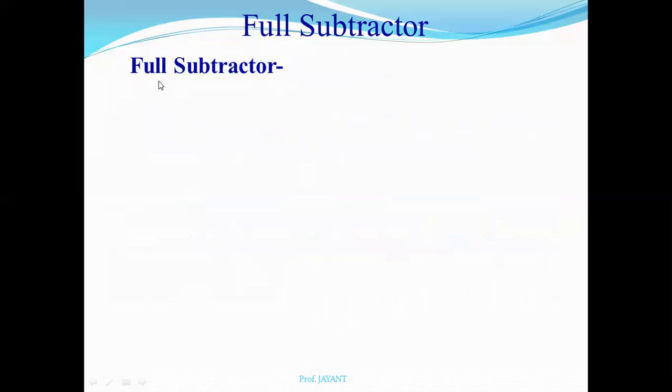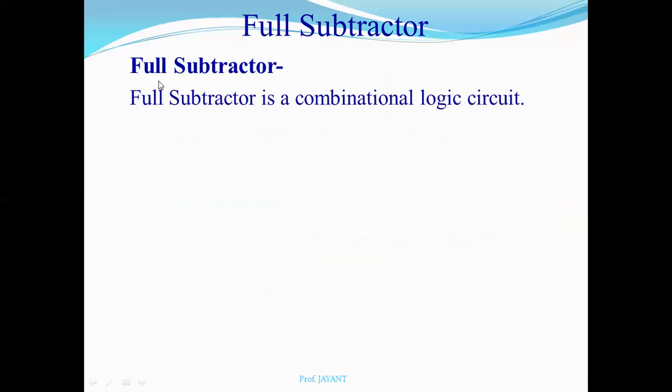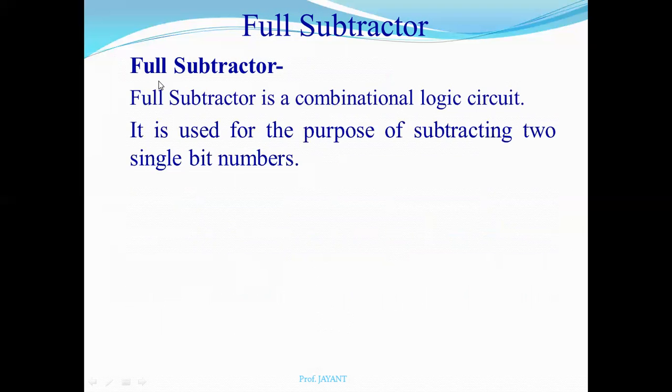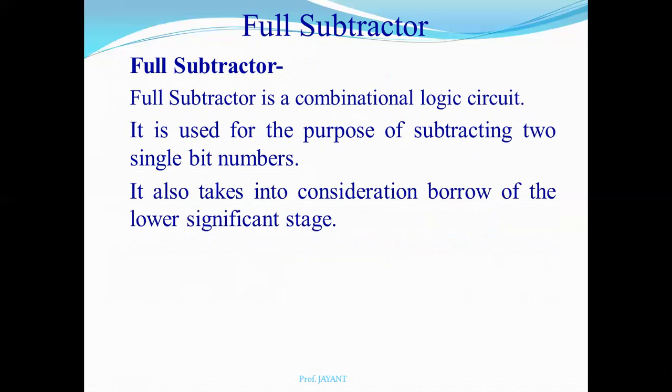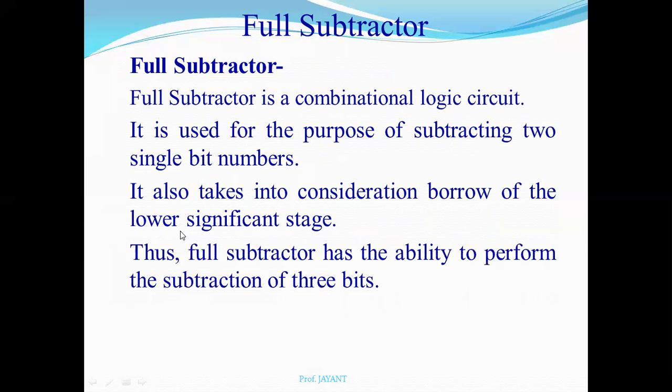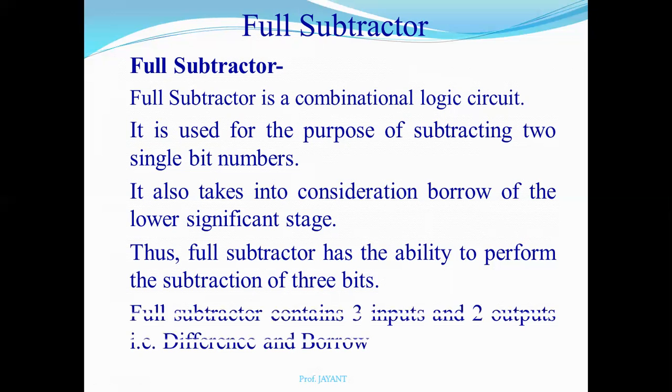So the full subtractor is a combinational logic circuit. It is used for the purpose of subtracting two single bit numbers and a borrow bit. The borrow in occurs from the previous bit. It also takes into consideration the borrow of the lower significant stage. Thus the full subtractor has the ability to perform the subtraction of 3 bits. The 3 bits are A, B and the borrow in bit. So the full subtractor contains 3 inputs and 2 outputs. Again, the 2 outputs are the difference and borrow.